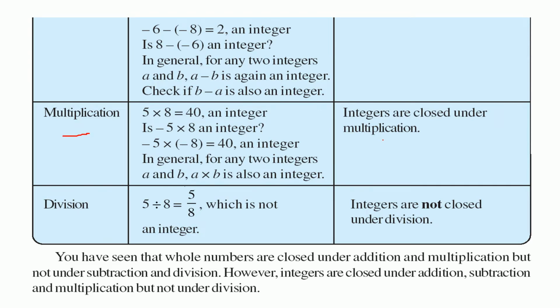When we multiply, again we get an integer. See, 5 into 8 is 40, and if you multiply negative numbers together, you always get a positive number, which is an integer. So a into b is also an integer. But when we try to divide, like 5 divided by 8, where 5 and 8 are integers, you don't get an integer. So multiplication, addition and subtraction are closed for integers, but division is not closed.